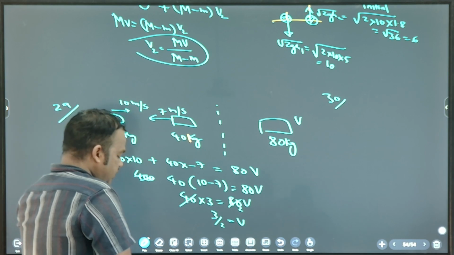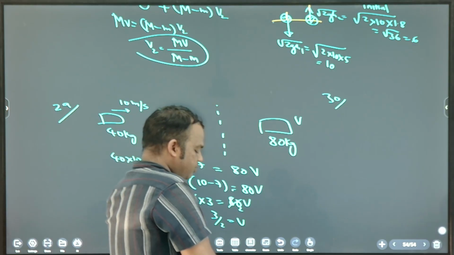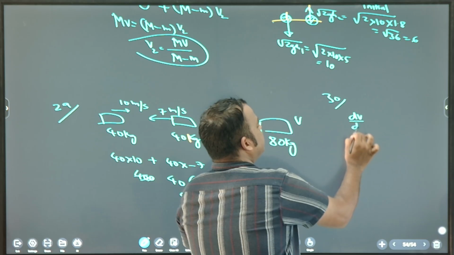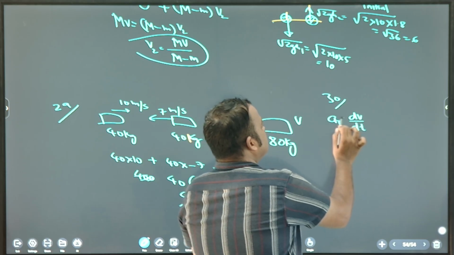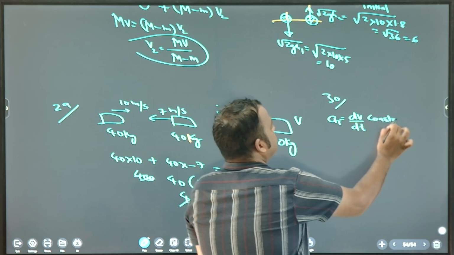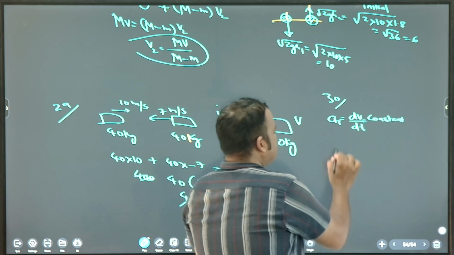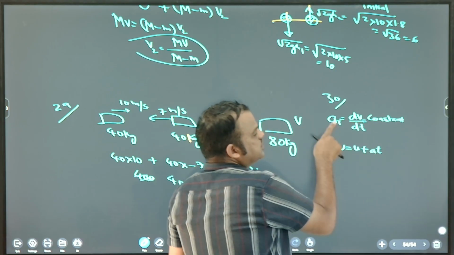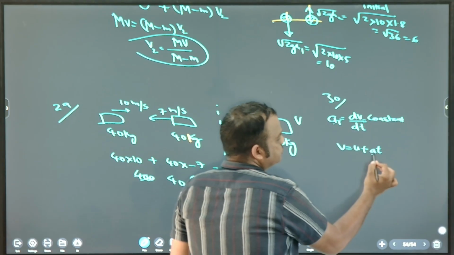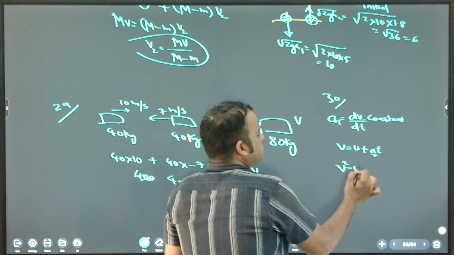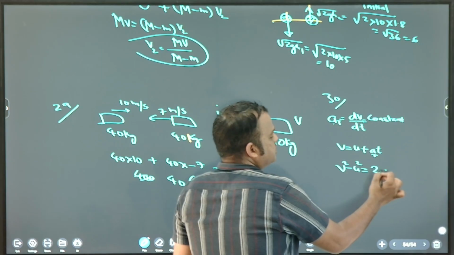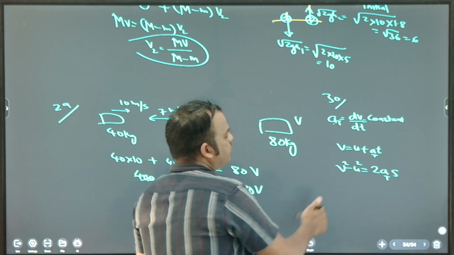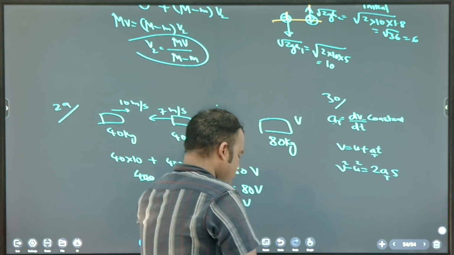A particle of mass 10 gram moves in a circle of radius 6.4 with constant tangential acceleration. Tangential acceleration means dv by dt. So it is constant. So we can use v is equal to u plus at. Okay, a is the tangential acceleration. We can use v square minus u square is 2as. We can use it. s is equal to ut plus half at square also, you can use it.